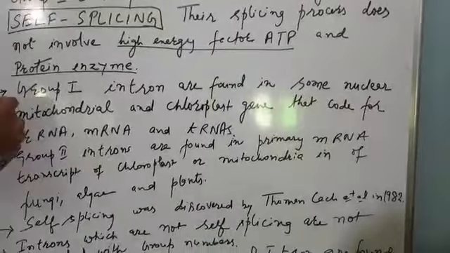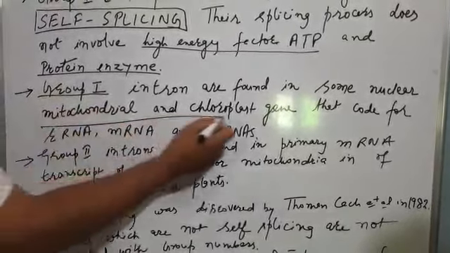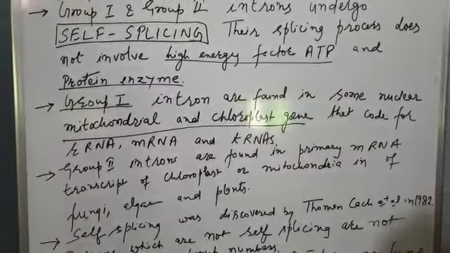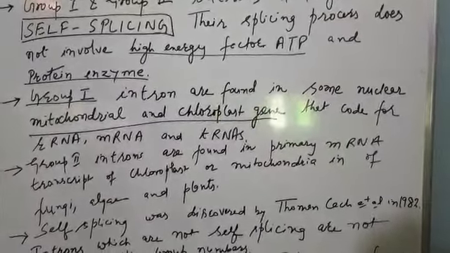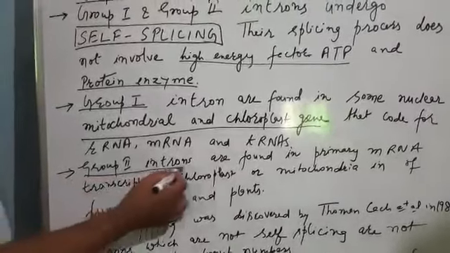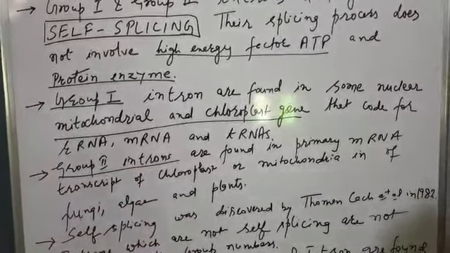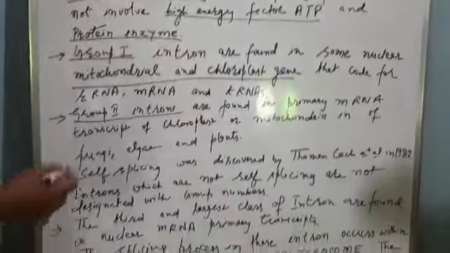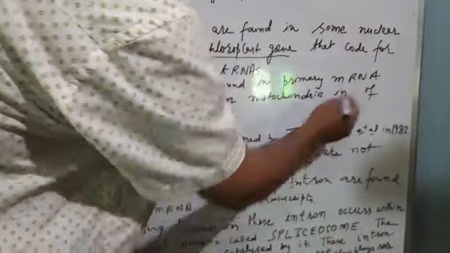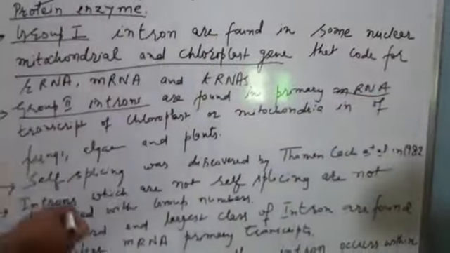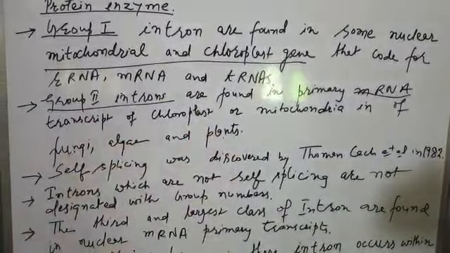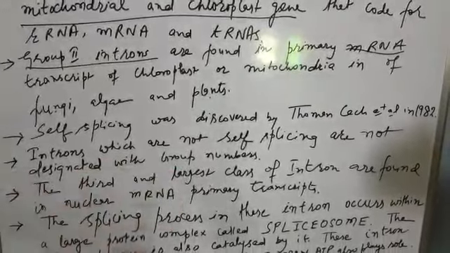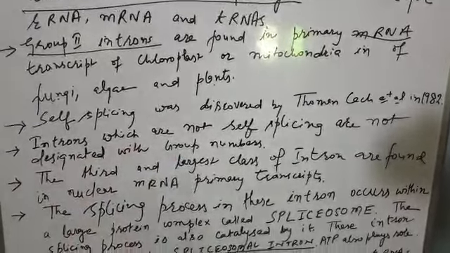So where are they found? Group 1 introns, I told you, are found in mitochondrial and chloroplast genes which code for mRNA, tRNA and rRNAs. And group 2 introns are mostly of plant origin, that is, they are found in chloroplast and mitochondrial mRNA in fungi, algae and plants. And the next, the third class, is very large and it occurs in nuclear mRNA.